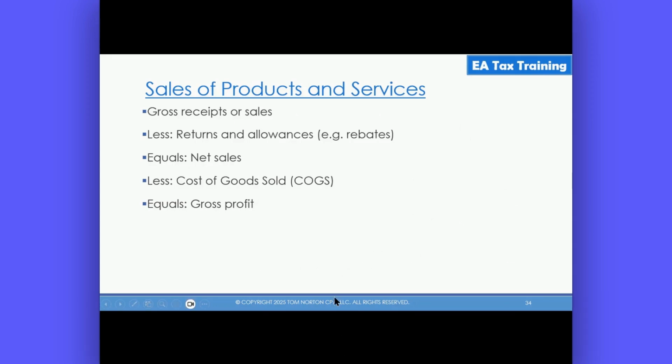So when we talk about the sales of products and services, as we saw in those tax returns, you start with your gross receipts or sales. Then you are going to subtract your returns and allowances. So returns, I think, is self-explanatory. Allowances might be things like rebates that you give after the sale. That equals your net sales. Then you are going to subtract this cost of goods sold. So if you're selling a product, for instance, it costs you a certain amount of money to buy that product. And so that would be considered the cost of goods sold, which leaves you with your gross profit. We're going to go into more detail about cost of goods sold here in a little bit.